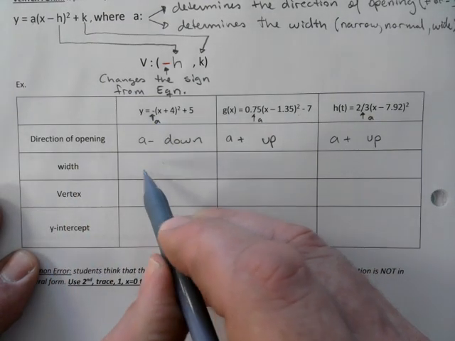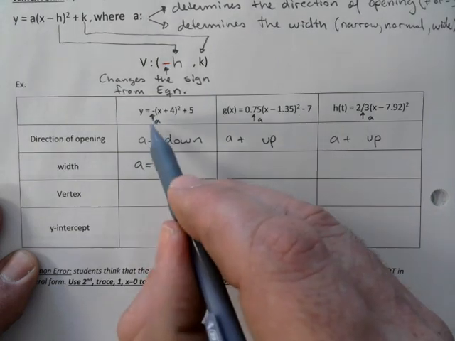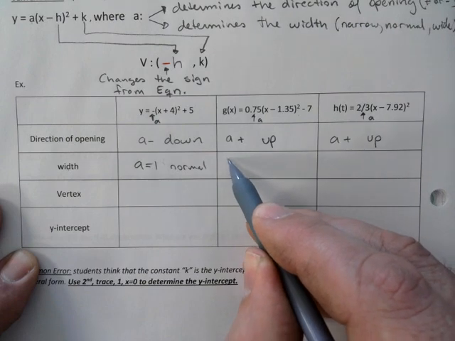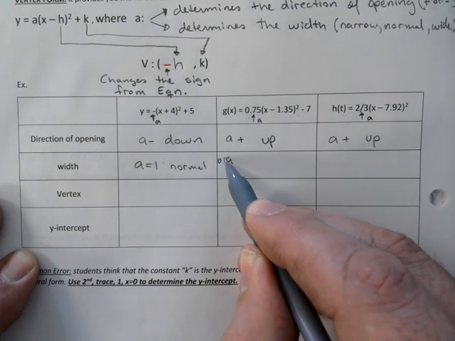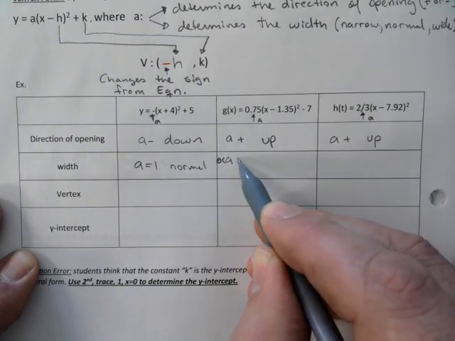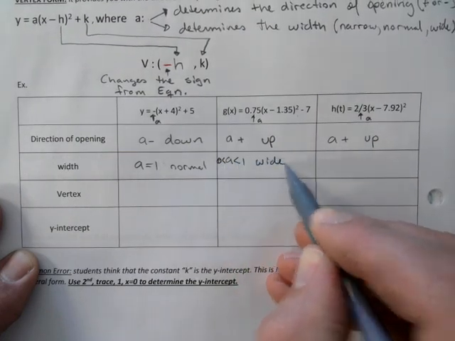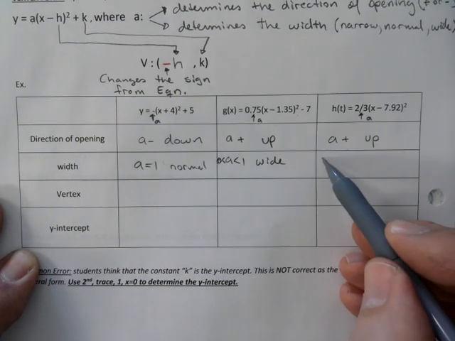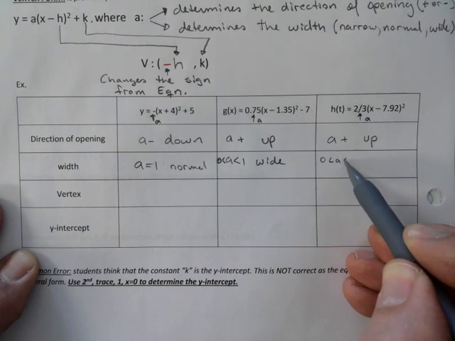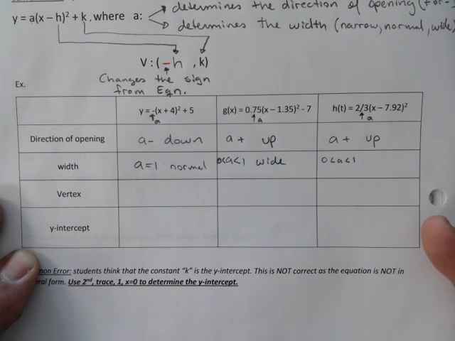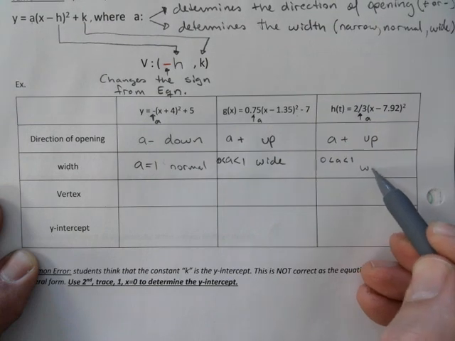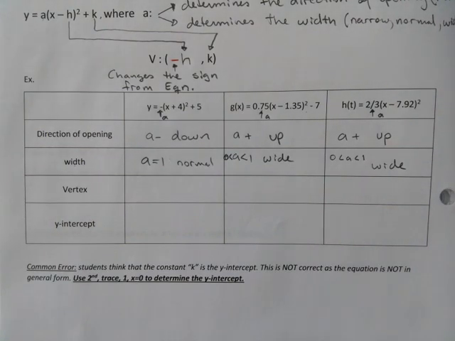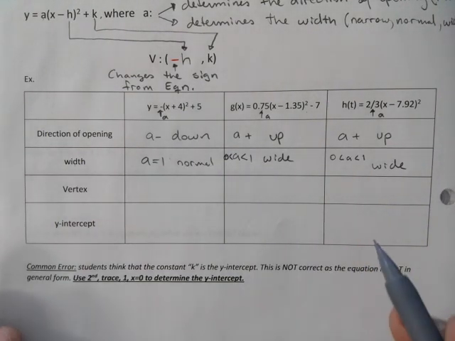So the width, A is actually equal to 1. So that's normal. Here, A is between 0 and 1. So this is a wide curve. Anything between 0 and 1. 2/3 is also 0.6 repeated, between 0 and 1, so we also consider it a wider curve. So you know that the legs will be further apart.